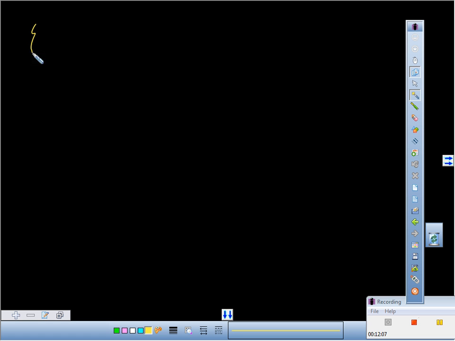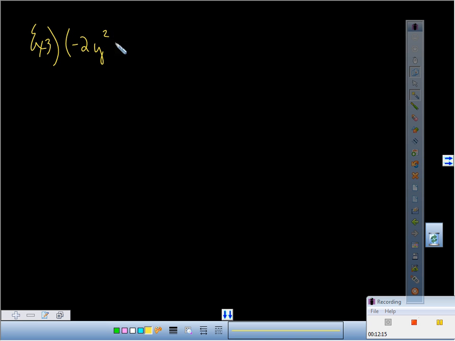This is example 3. Example 3 looks like this. I'm going to multiply negative 2y squared plus 3y minus 6, and I'm going to multiply them by y minus 2. Okay, so really, guys, this is like a free-for-all. The only rule is everybody gets multiplied by everybody, okay? That's all it is.